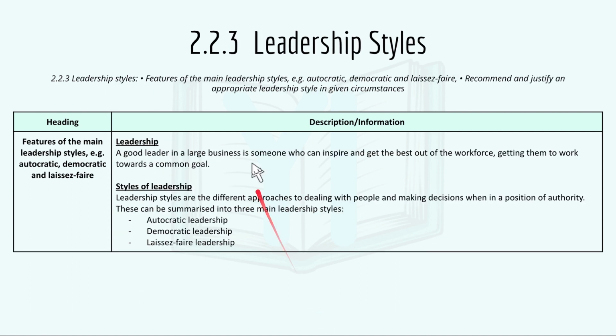Then we have 2.2.3, leadership styles, and we're going to talk about the features of the main leadership styles. A good leader in a large business is someone who can inspire and get the best out of the workforce and get them to work towards a common goal. And here are the styles of leadership. The leadership styles are the different approaches to dealing with people and making decisions when in a position of authority. This can be summarized into 3 main leadership styles: autocratic leadership, democratic leadership, and laissez-faire leadership.